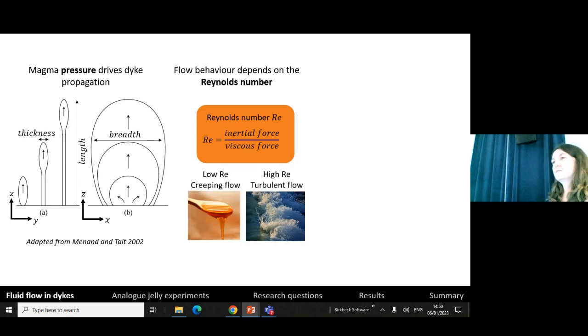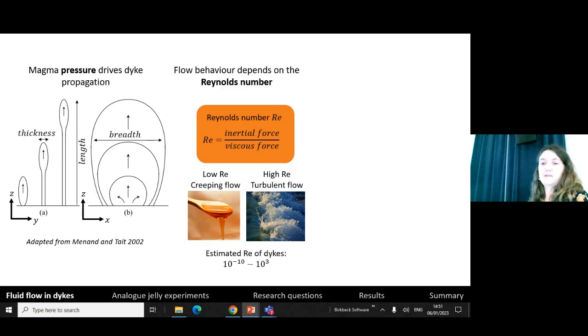So low Reynolds number typically represents a really slow viscous creeping flow, whereas high Reynolds number is more representative of a really high velocity flow, which may become turbulent and have turbulent eddies. But dikes have a wide range of flow conditions. The viscosity and the velocity of magma vary widely. This is an estimate from the literature of the Reynolds number in dikes, so it ranges from very, very small to numbers around 1,000, and calculations predict that dikes may become turbulent at Reynolds numbers of 1,000.